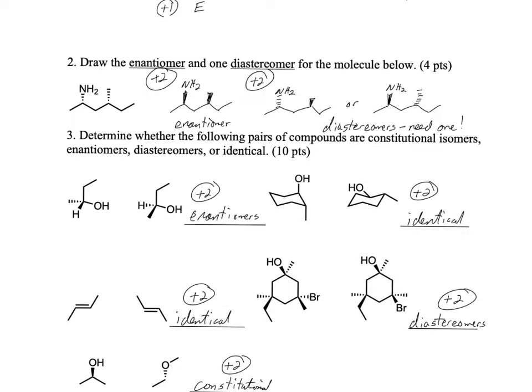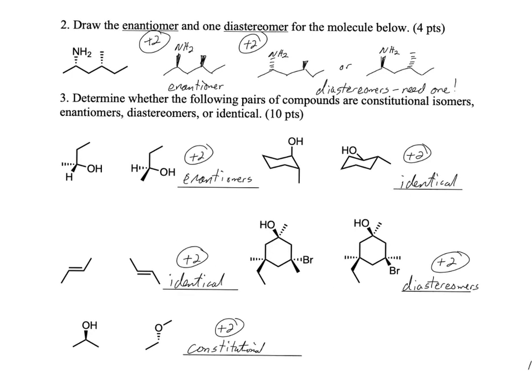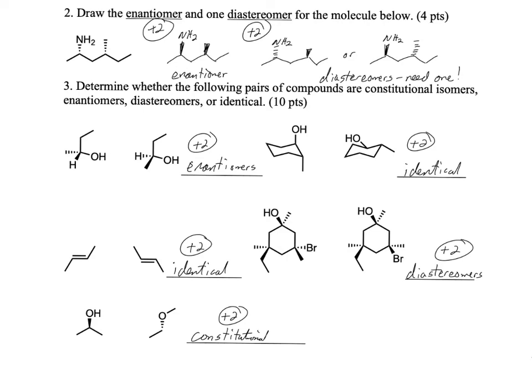So the next ones, now we're determining whether they're constitutional isomers, enantiomers, diastereomers, or identical. So you need to know what those terms mean. Right? Constitutional isomers: same molecular formula, different bonding, different constitution. Enantiomers are mirror images. Diastereomers, hence di, you need to have at least two chiral centers, two asymmetric centers. So if you only have one, it can't be a diastereomer, right? Or they're identical. So for this first one, you automatically can eliminate diastereomers.